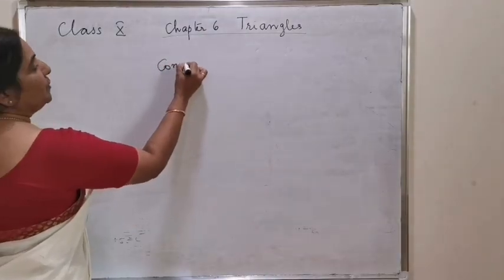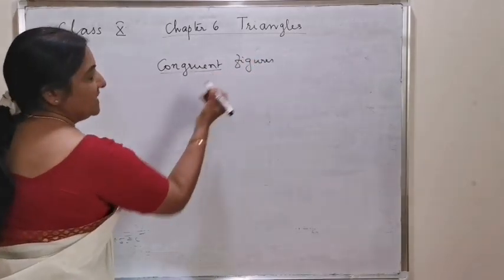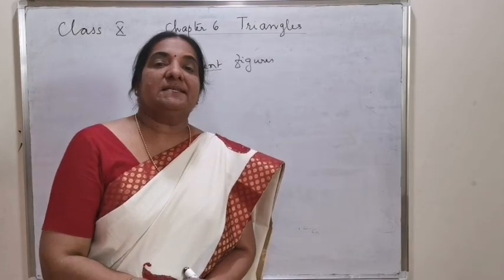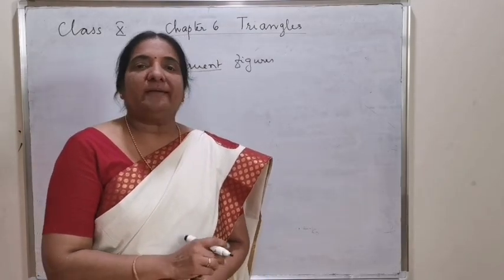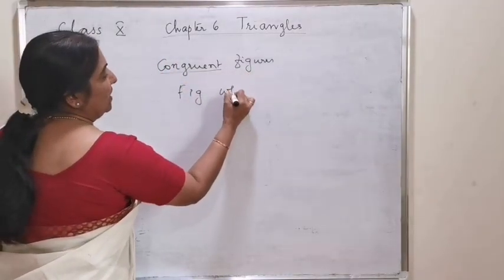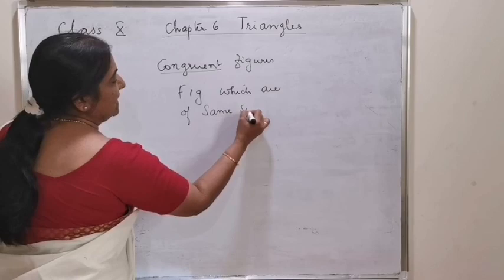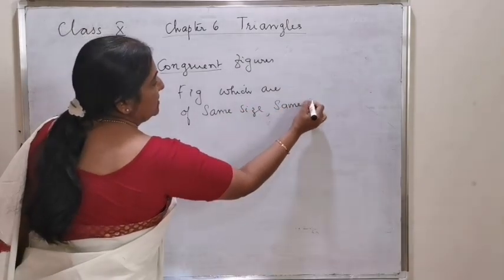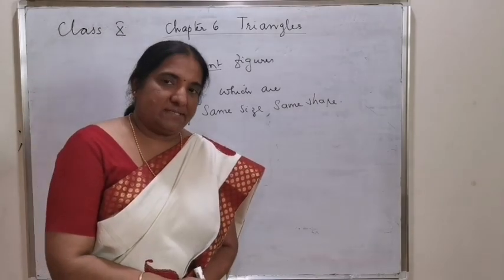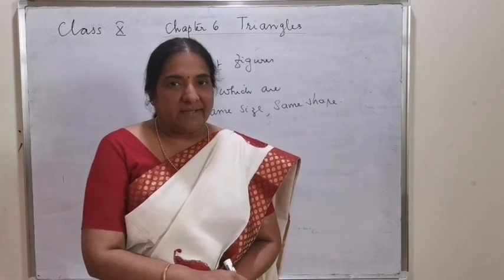What are congruent figures? The meaning of congruency is of same shape as well as same size. So figures which are of same size and same shape are said to be congruent figures. 2 circles are said to be congruent if they have the same radii.